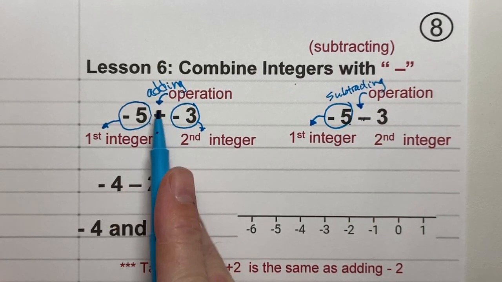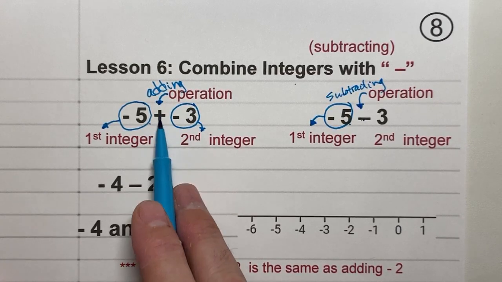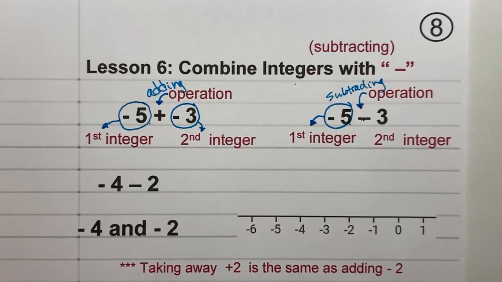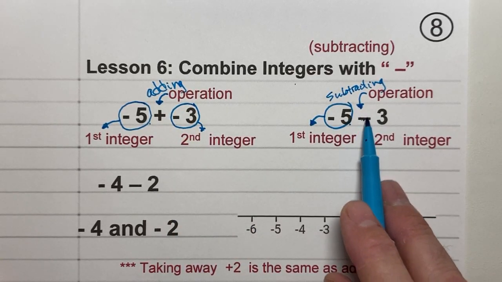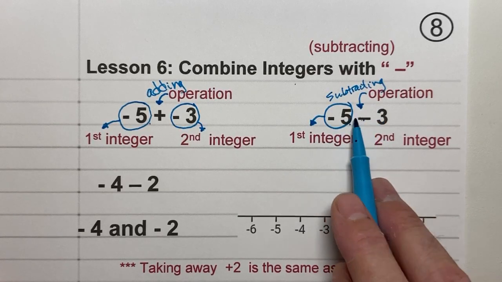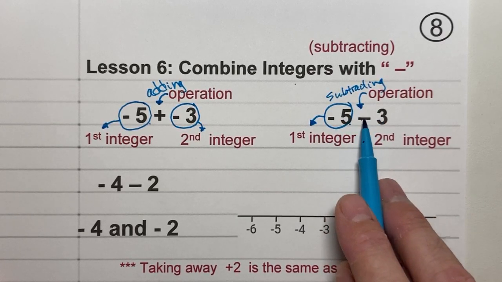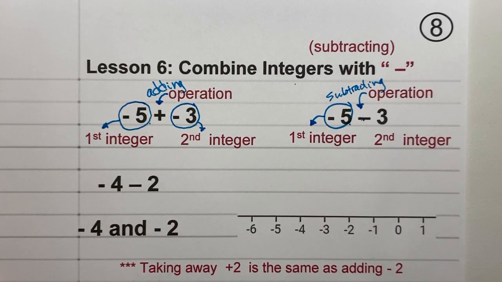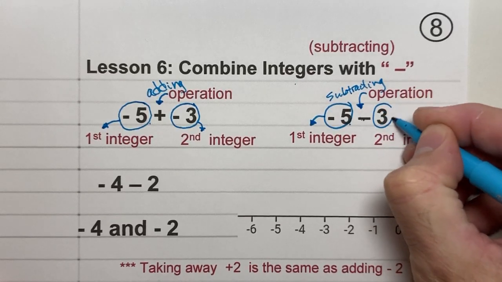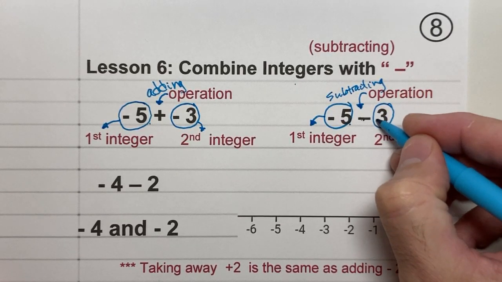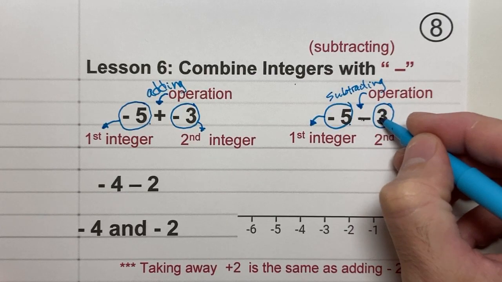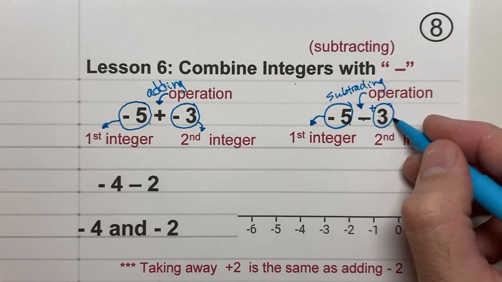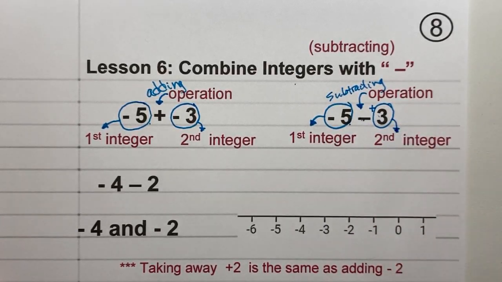Last 2 days we've been working on adding, or -5 and -3, as far as combining. Today we're going to look at how we can take a subtraction problem and make it into an addition problem, or make it into something that we've been doing already. So this is our second integer. If there's no sign right in front of it, other than the operation sign, then we're going to assume that it is a positive integer. And that is our second integer.